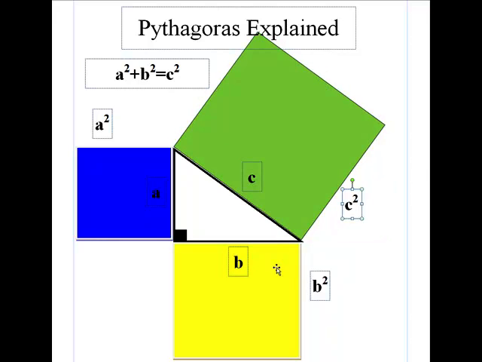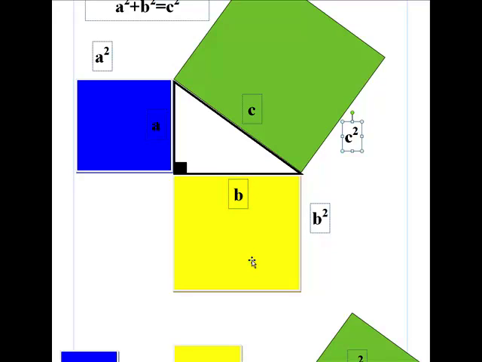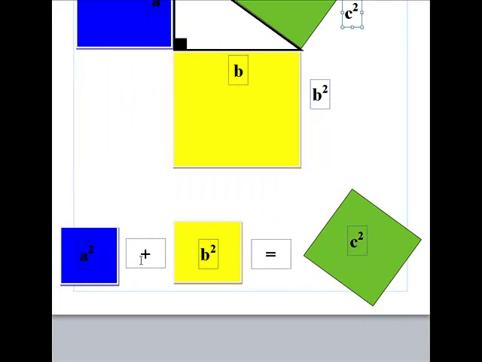And the amazing thing is that the blue area and the yellow area added together is the same amount as the green area. If you can find out that green area and square root it, i.e. c squared square rooted, you will find the value of c. So if we scroll down here, we can see that area A plus area B equals area C.